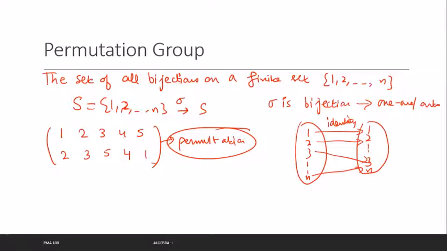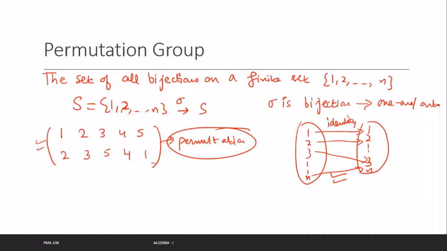Why is it called a permutation group? Because all these functions are basically permutations. Functions can be defined in different ways, and we can also write them in words, like f of 1 is this or f of 2 is this, but this is the most convenient notation to write a permutation: 1 goes to 2, 2 goes to 3, whatever the permutation is.